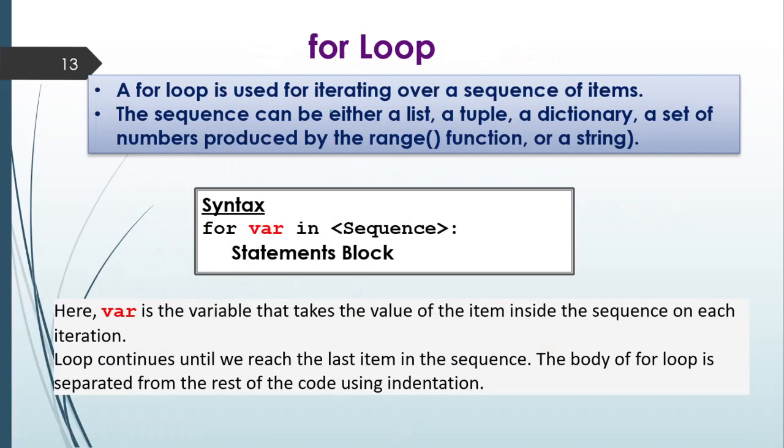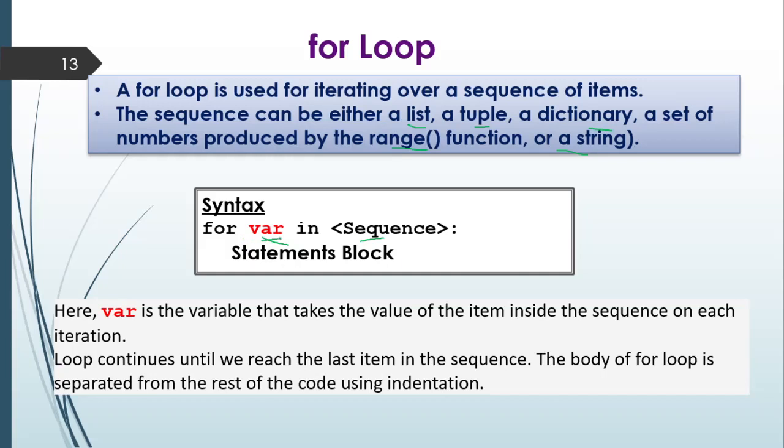A for loop is used for iterating over a sequence of items. This sequence of items can either be a list, a tuple, a dictionary, or a set of numbers produced by the range function, or a string. The syntax of a for loop is: for variable in sequence, and the statements indented to the same level are the statement block. The for loop in Python is a special type of loop.